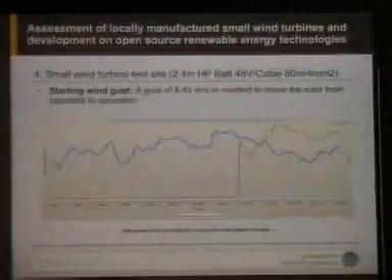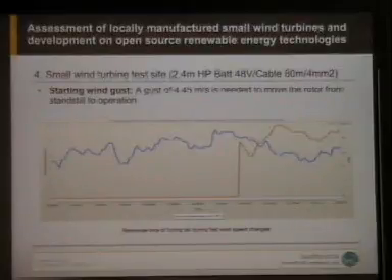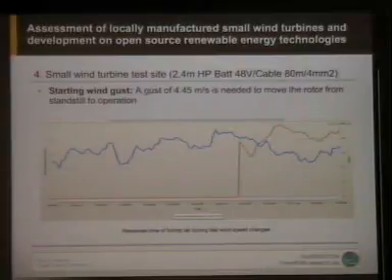What is the wind speed for the rotor to start from standstill? You need a wind gust of about 4.5 meters per second to get the thing spinning, and then obviously it starts working, and then you can go down to 3 meters per second again and produce power.